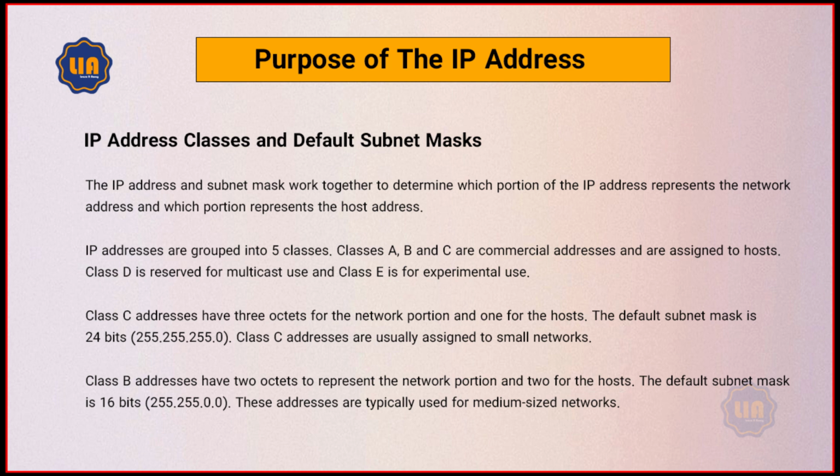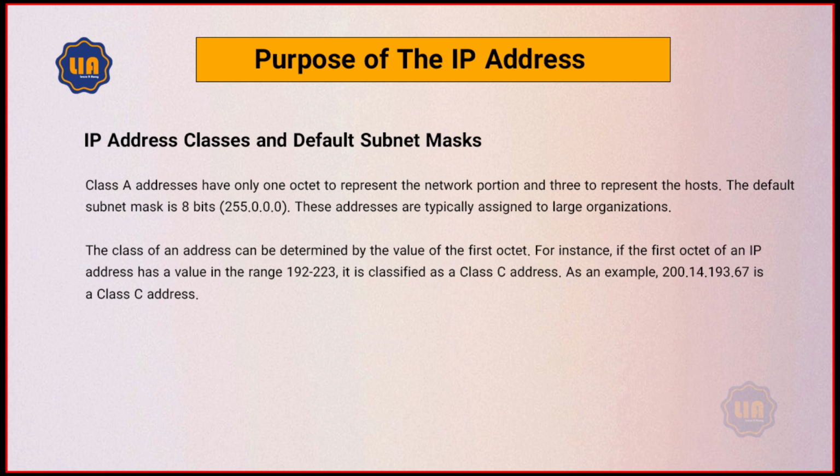Class C addresses have 3 octets for the network portion and 1 for the hosts. The default subnet mask is 24 bits, 255.255.255.0. Class C addresses are usually assigned to small networks. Class B addresses have 2 octets to represent the network portion and 2 for the hosts. The default subnet mask is 16 bits, 255.255.0.0. These addresses are typically used for medium-sized networks.